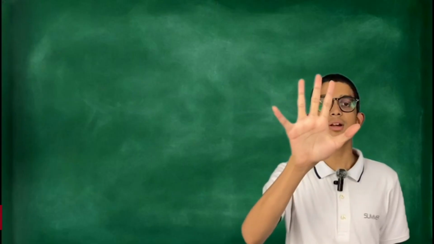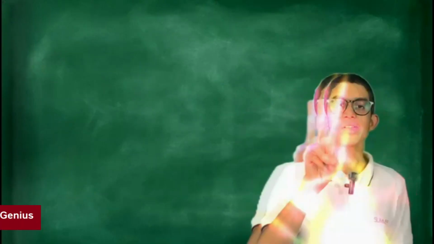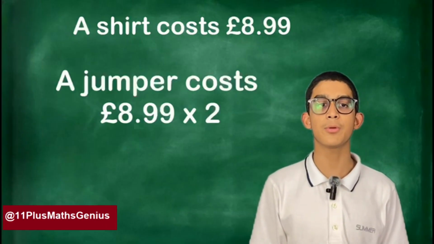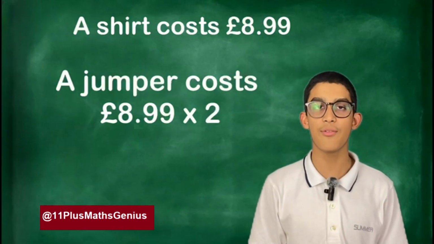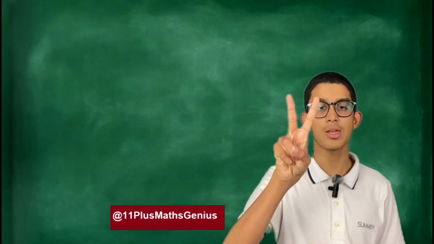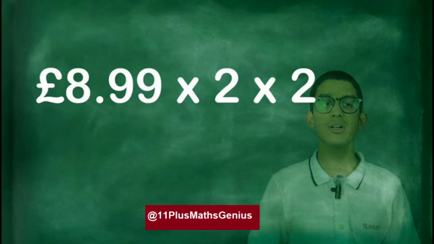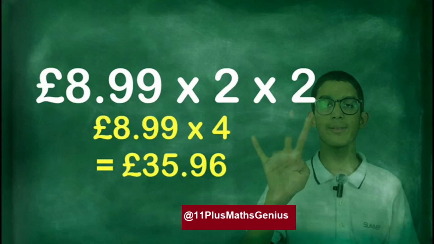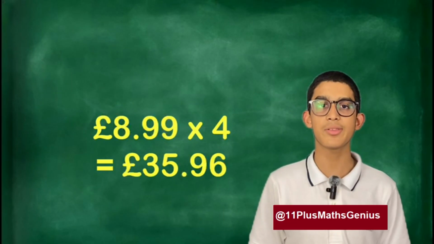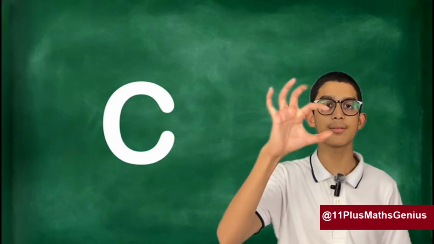Question 5. A jumper costs twice as much as a shirt, or £8.99 multiplied by 2. However, we need the price of 2 jumpers, or £8.99 times 4 equals £35.96. So the answer is C.